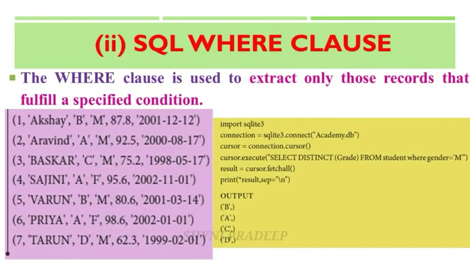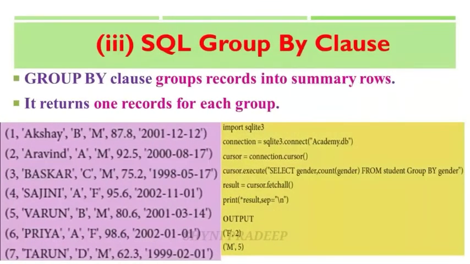The WHERE clause is used to extract only those records that fulfill a specified condition. Here in this example, we are going to display the different grades scored by male students from the student table. Here one condition is given. SELECT DISTINCT grade FROM student WHERE gender = 'M'. So here you have to display the different grades scored by male students. See here, the grades of male students only are displayed like this. This is the output.